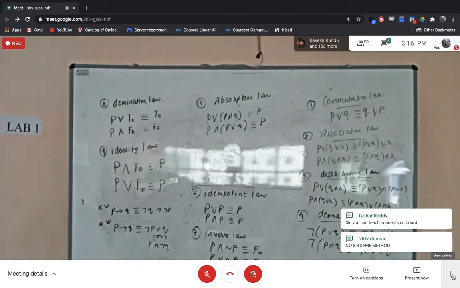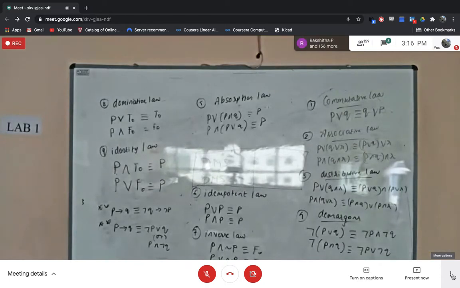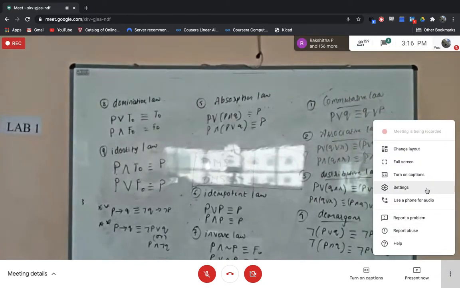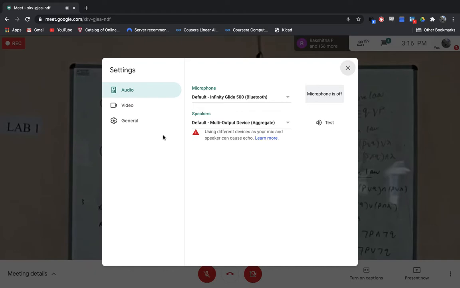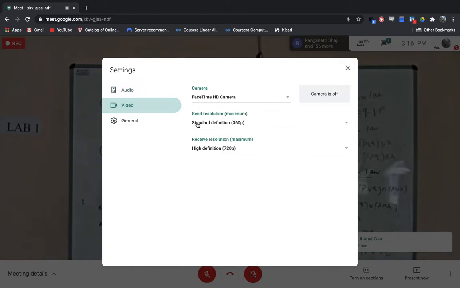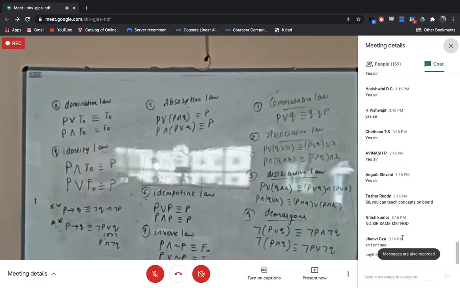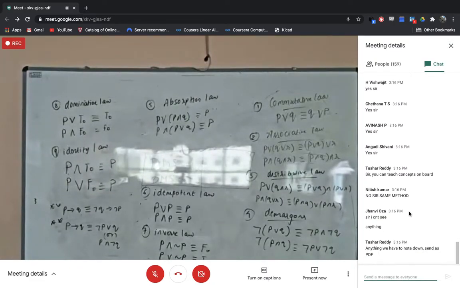If you are okay with this method, I will use the same method. If you have any problems with this, just tell me. I will use that second plan. Both are fine for me. Jahnavi is telling she can't see anything. Here I can see that even the blurriness has already gone.